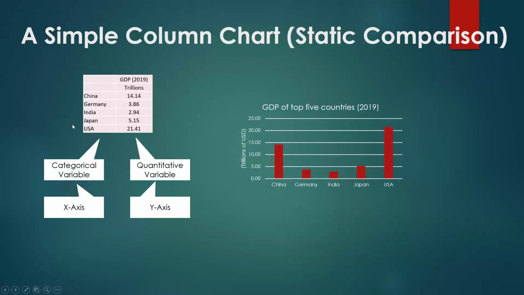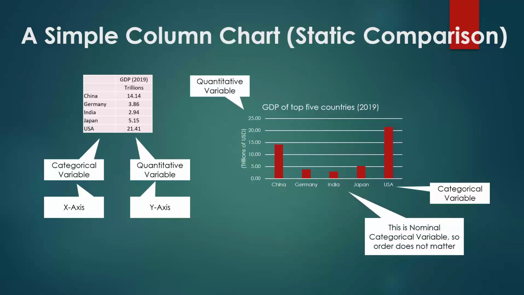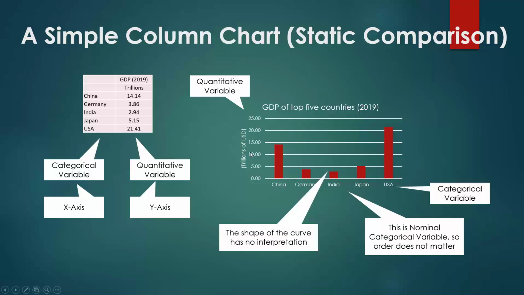This is how a column chart looks for this data. The categorical variable goes on the x-axis and the quantitative variable goes on the y-axis. In this case, this categorical variable is nominal, so the order does not matter. And because it's nominal, the shape of this curve has no interpretation. Even though it looks like an inverted U shape, that's not something worth noticing because the order does not really matter.